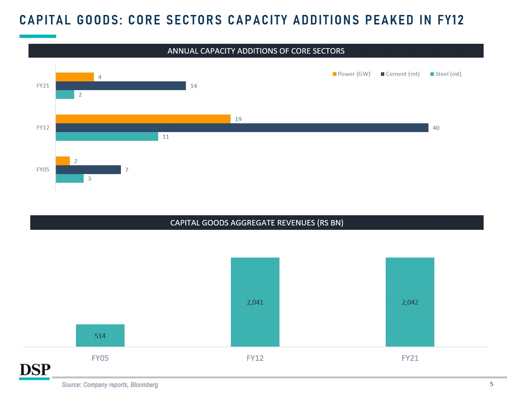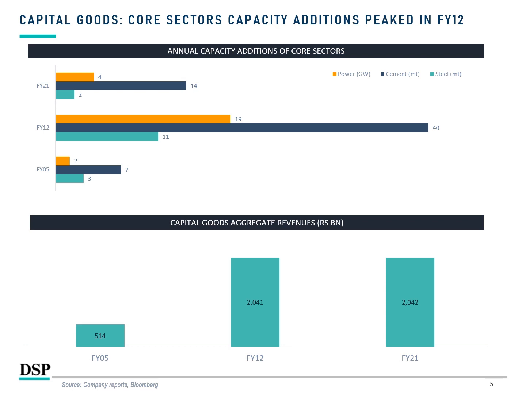Also, leverage for private players rose significantly in both the power and steel sectors. As demand dropped due to the global slowdown post the global financial crisis and there was a domestic policy paralysis, the capex cycle came to a halt.